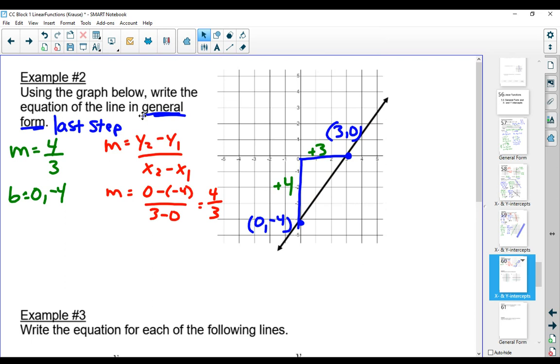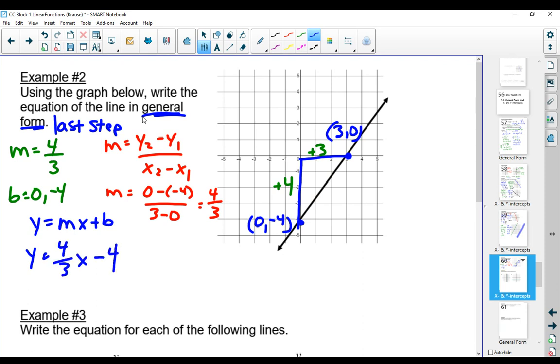Whichever way you choose to do it, we're still going to end up using y equals mx plus b, and we would have y equals 4/3 x minus 4. I just noticed up here I'd written the coordinate. So the b value is -4. Now, that's our equation in slope-intercept form. We have to convert it to general form.